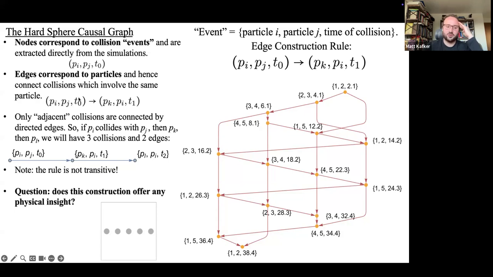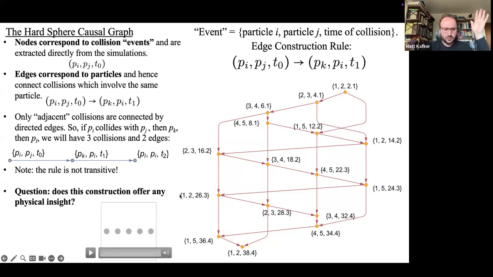So here we have some collision between particles I and J at time t0. Then we have another collision between particle K and particle I. Again, the order of these two arguments does not matter. At some later time t1, so these both involve particle I, so they're going to be connected by an edge. And the rule is that you only connect adjacent collisions in time. So if particle I goes off, collides with particle J, then K, then L, then the connections look like this. So particle I goes from this collision to this collision, and then this collision and this collision, but it's not transitive. You don't link them up in that way.